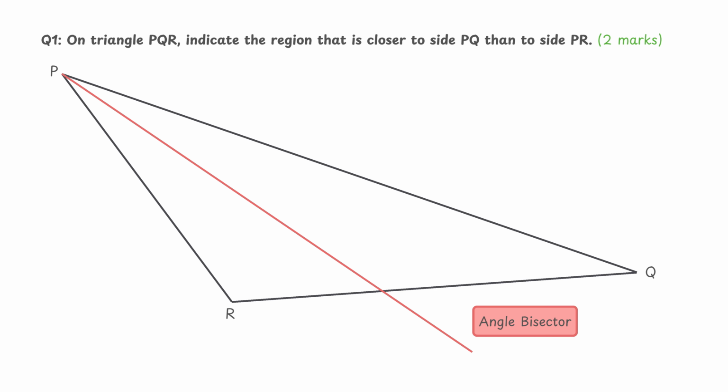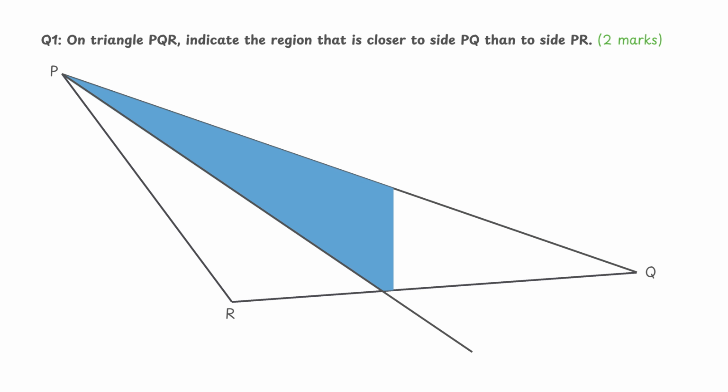Every point on this line is exactly the same distance from side PQ and side PR. Now we decide which side to shade. The question asks for the region closer to PQ than PR. So look at the triangle. Find the side PQ, and then look at the region between PQ and the angle bisector. That is the region we want.